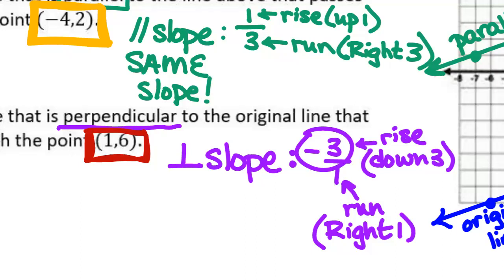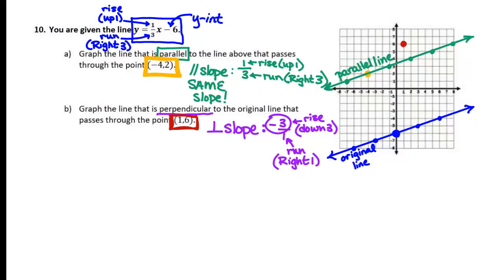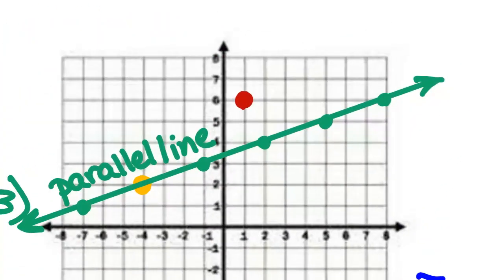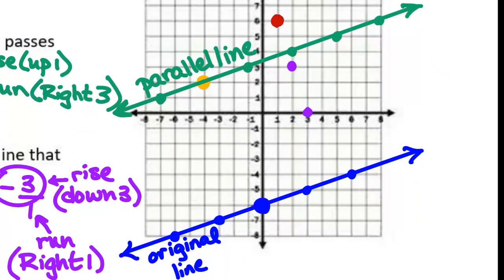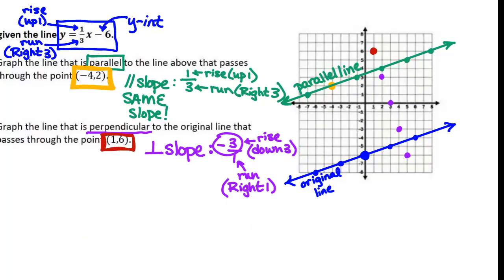If I had chosen to put it with the denominator instead of the numerator, then I'd go up 3 and left 1, because left would be the negative. All right, so from that red dot that I just graphed a moment ago, we're going to go down 3 and to the right 1, down 3 and to the right 1, and so on. And then we'll grab our straight edge and go through those points.